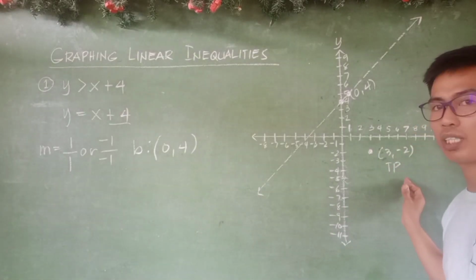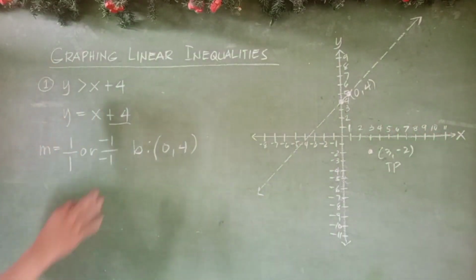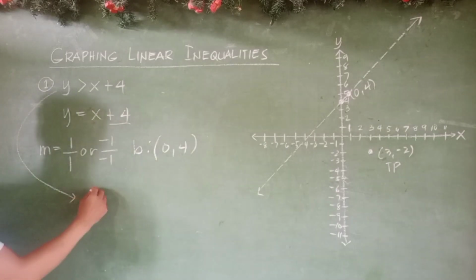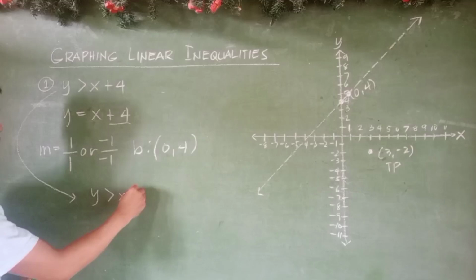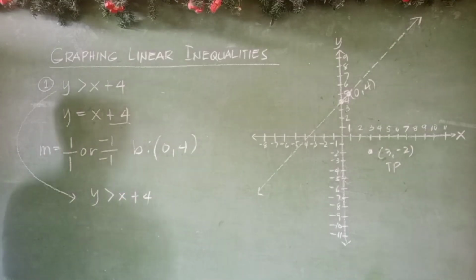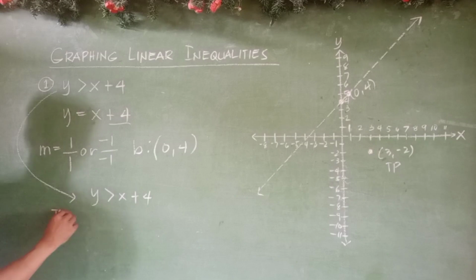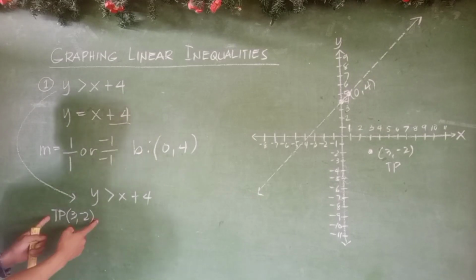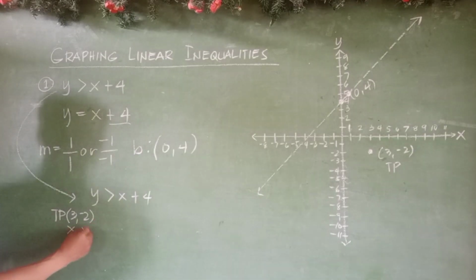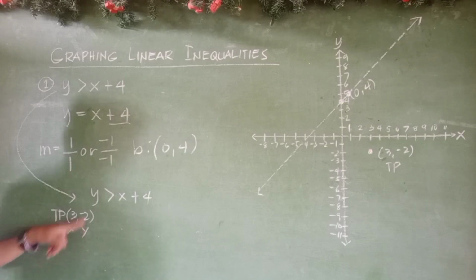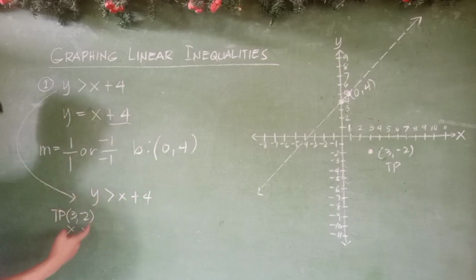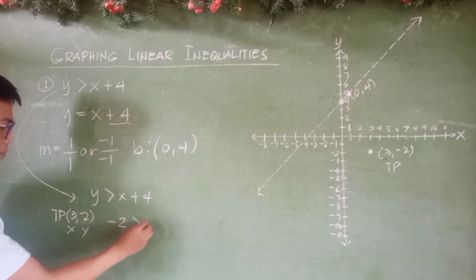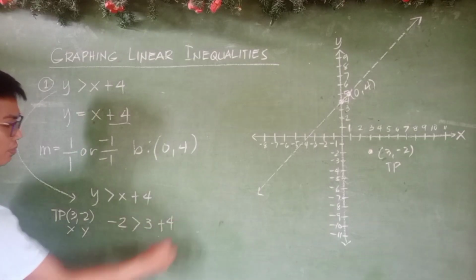So, paano natin gagamitin yung test point? So, using the test point, babalik tayo dito sa ating original inequality. So, y is greater than x plus 4. And then, our test point is 3, -2. So, yung test point ang gagamitin ng value ng x at value ng y. Papalit lang natin yung x and y dito sa ating original inequality. So, ang y natin is -2. And ang x natin is +3 plus 4.